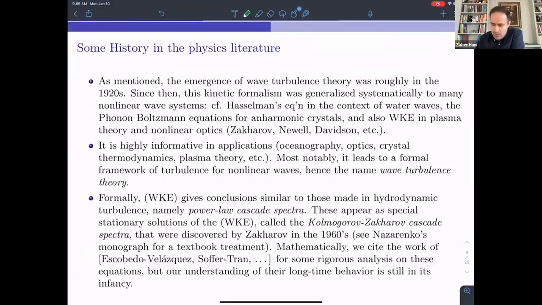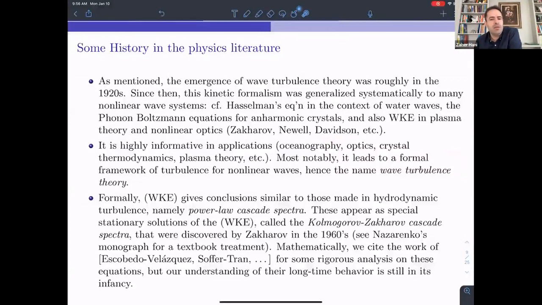Most notably, there was the work of Hasselmann in the 60s in the context of water waves. There's also, in the context of anharmonic crystals, what is sometimes called the phonon-Boltzmann equation. It is very much used in plasma theory and in nonlinear optics, and there are many people that have contributed to this theory. And it is, as I said, highly informative in applications, particularly in oceanography and ocean forecasting, in optics, crystal thermodynamics, and plasma theory, and many other ways.